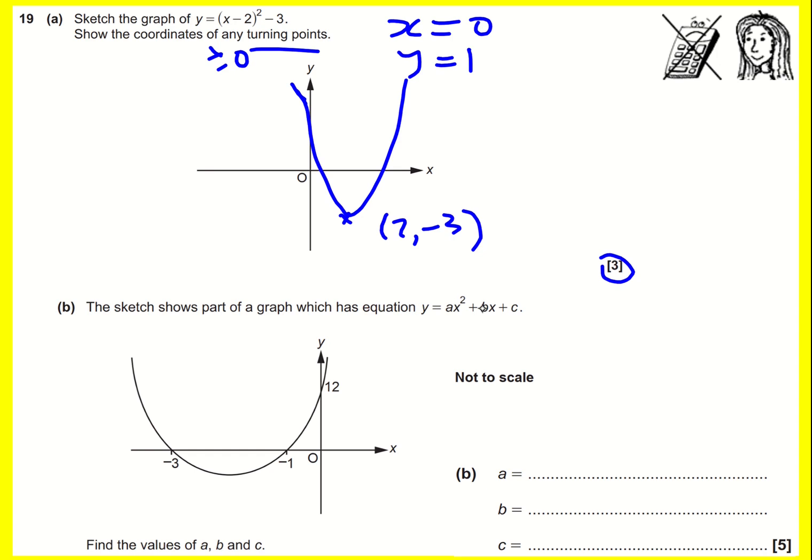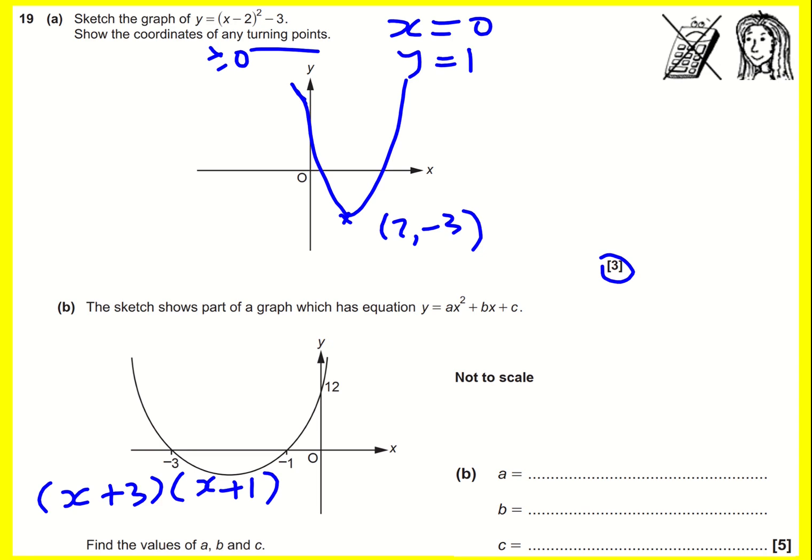Second part, we've now got a quadratic in expanded form, and we're given the graph, and we're asked to work back to find a and b. Okay, these are the roots. Now, when you solve a quadratic, after you factorize it, you take the negative to get the solution. And we can do the opposite here. It must be that the quadratic has the form (x + 3)(x + 1). Because if you were to solve that equal to 0, you would get the solutions -1 and -3.